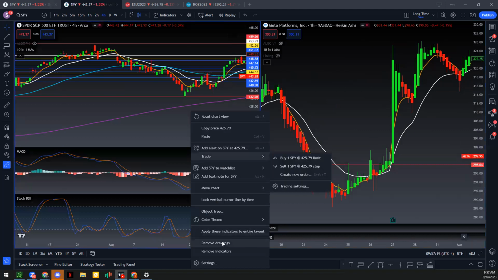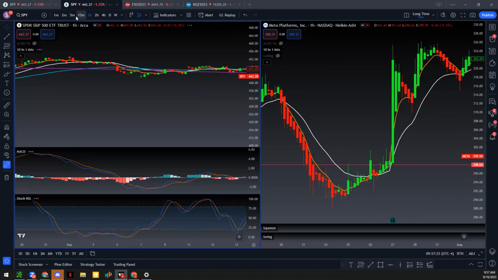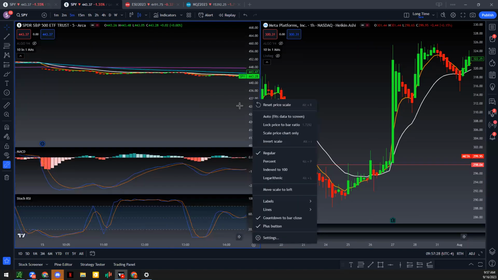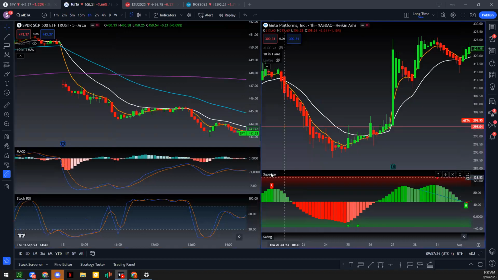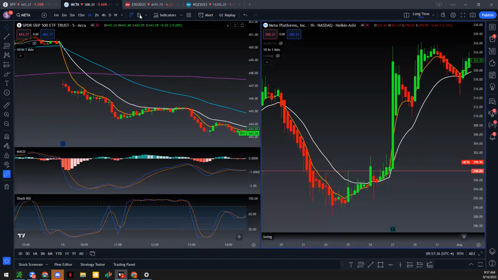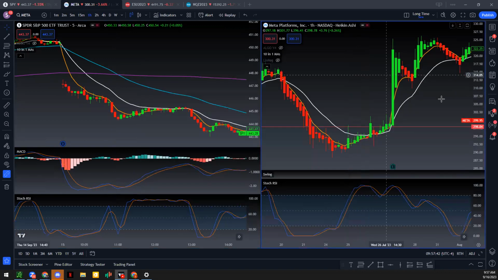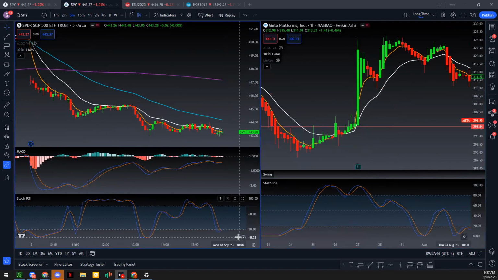Hold on. Let me take all these drawings off. Let's drop this to even the 15 minute or even a 5. We could do 5 too. Now I want to throw on my, oh no, I'm taking the squeeze. I want to say the Stoch RSI. I'm gonna try to make sure these are all lined up for you guys.